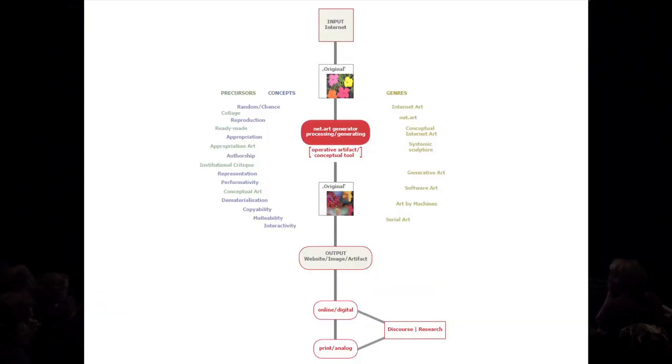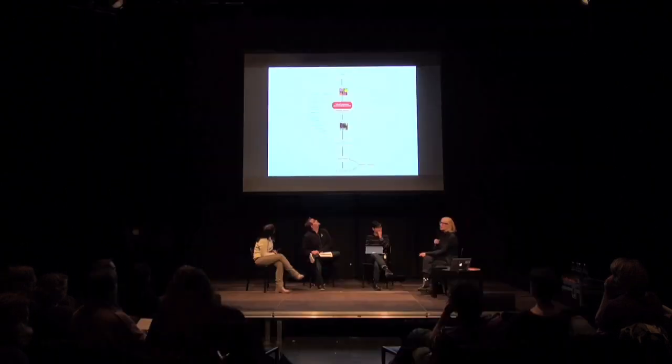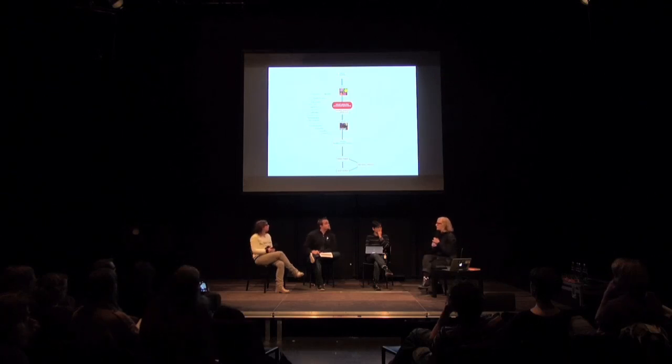Just briefly, that's a graphic. It's not completely up to date, but at one point I tried to show in which context the net.art generator or works that were derived from it were shown. So it's of course internet art, net art, generative art was very popular for some time. Software art, code art would be missing in this. It was shown in exhibitions of art by machines or also serial art. So there are a lot of art historical, art theoretical concepts that can be related to, and it was also shown and discussed in the context of these.